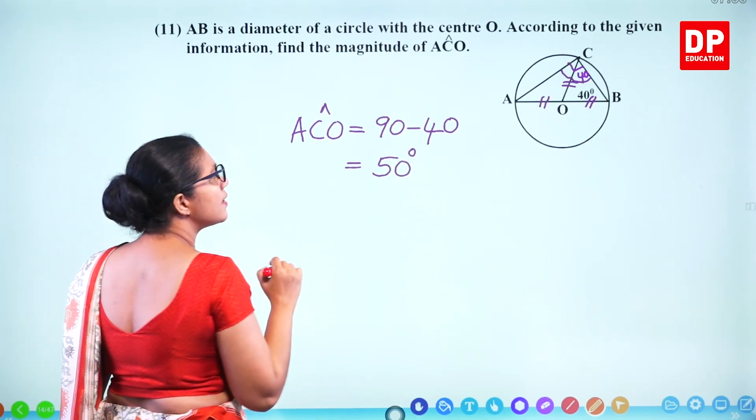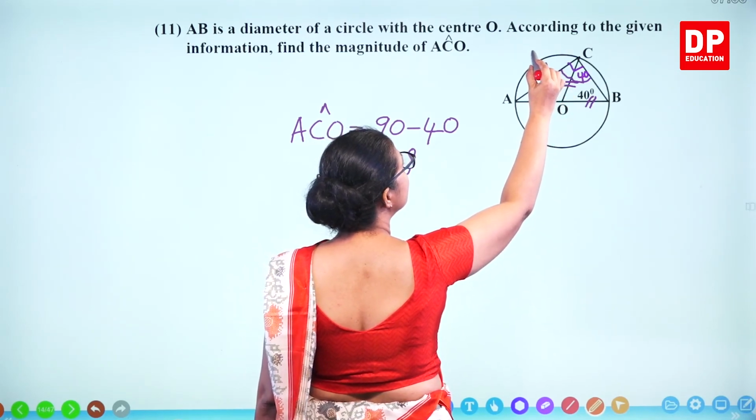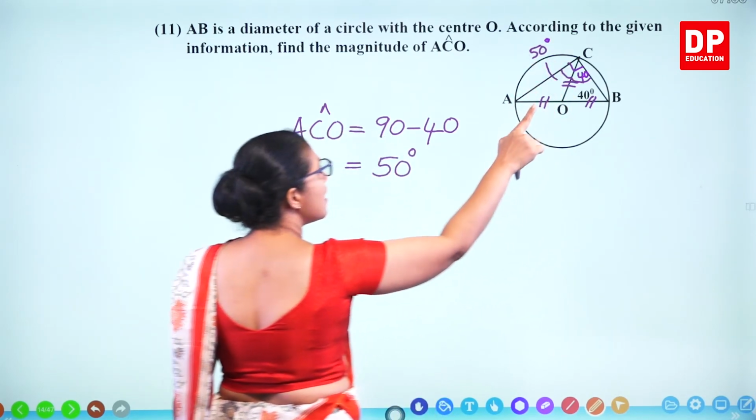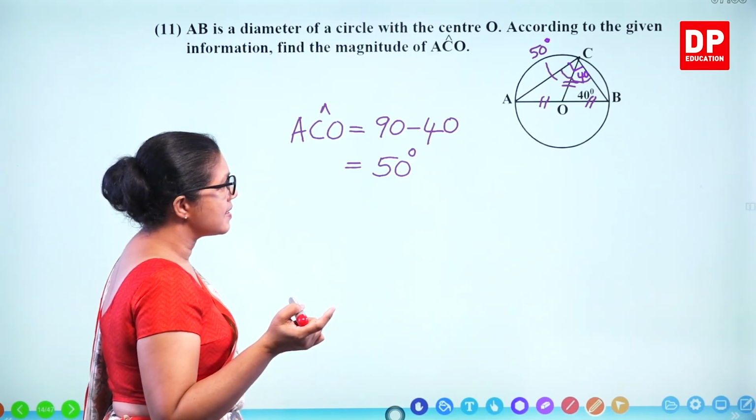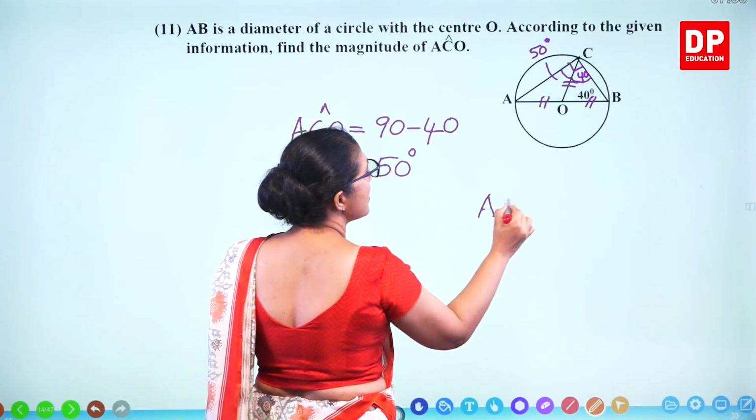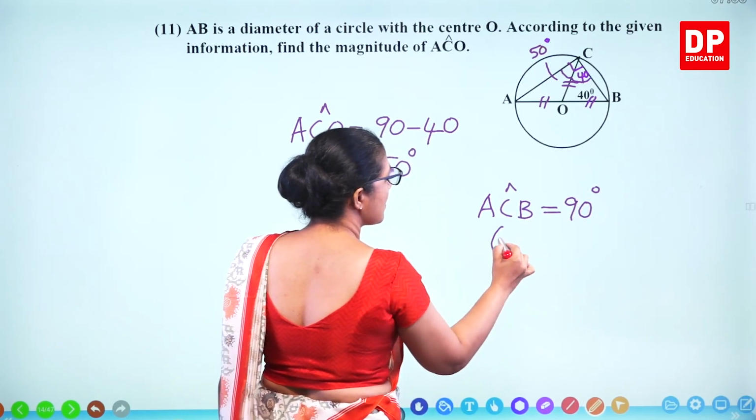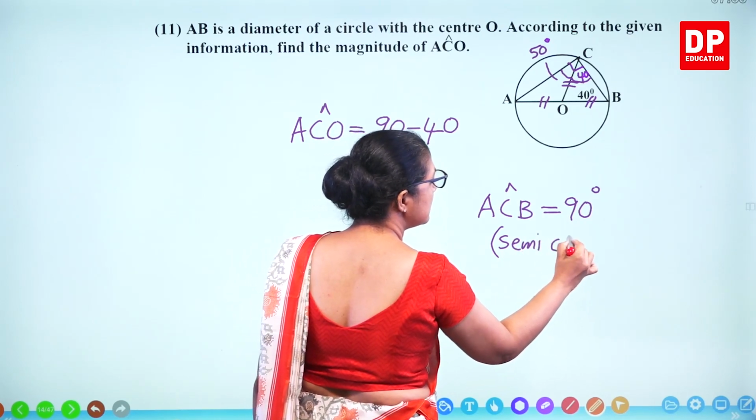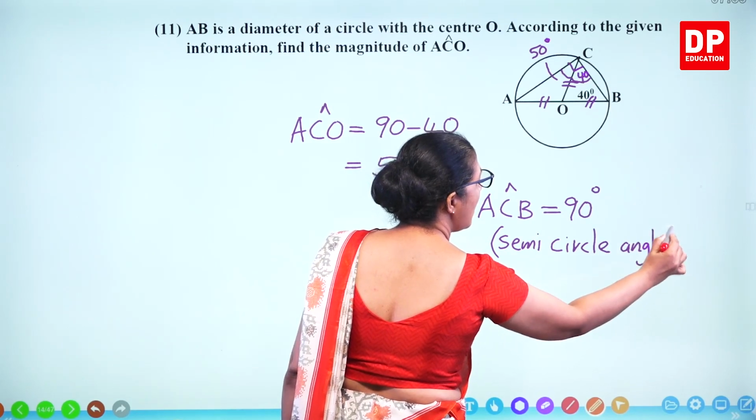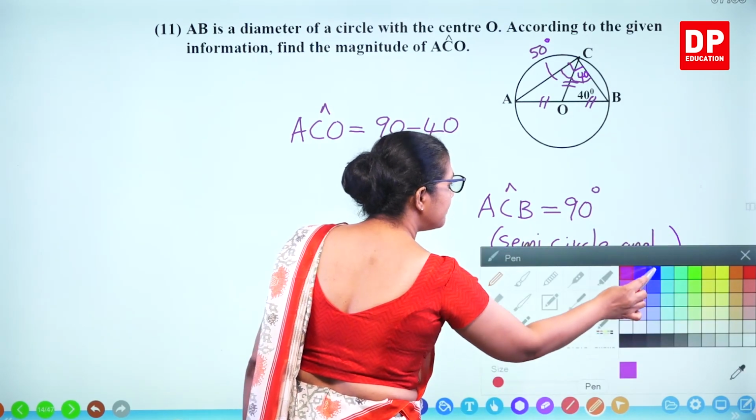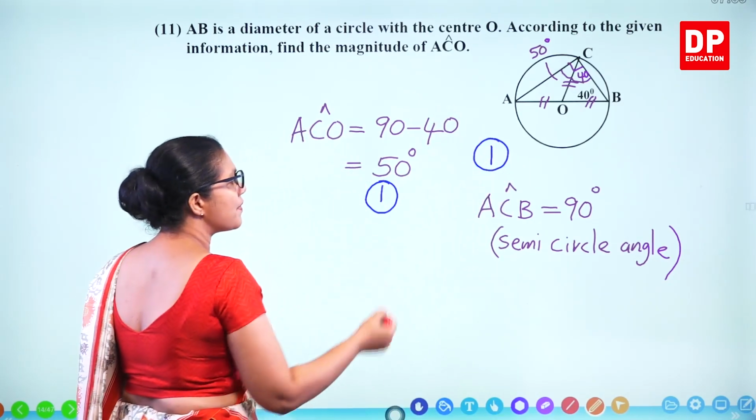50 degrees. So this becomes 50 degrees here. Because semicircle angles are 90 degrees, you can write that ACB is 90. Semicircle angle. So you get 1 mark, and 1 mark for the method.